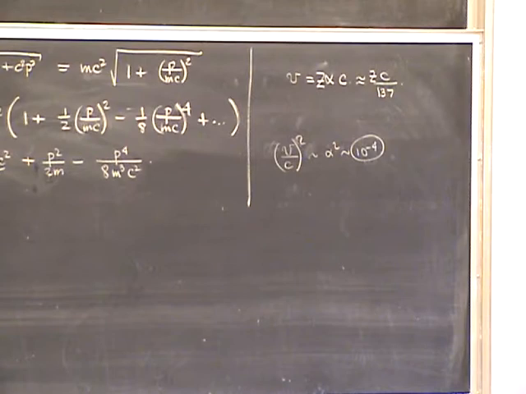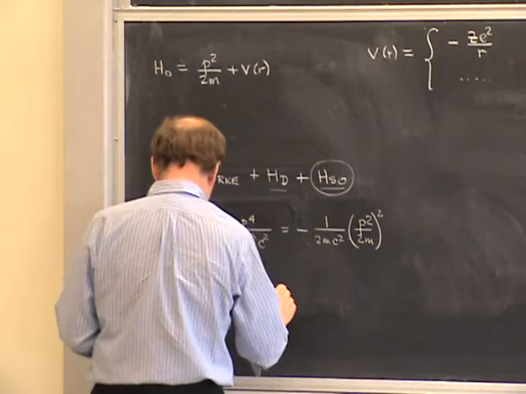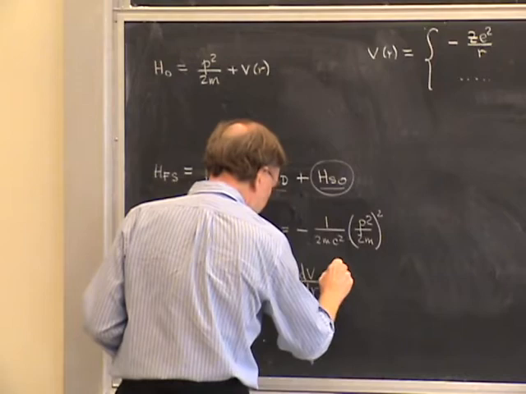And all I'm going to do is write it down because we talked about earlier what it means. And here's what it is. The spin orbit term, H spin orbit, is equal to 1 over 2 m squared c squared times 1 over the radius r times dV/dr times L dot S.